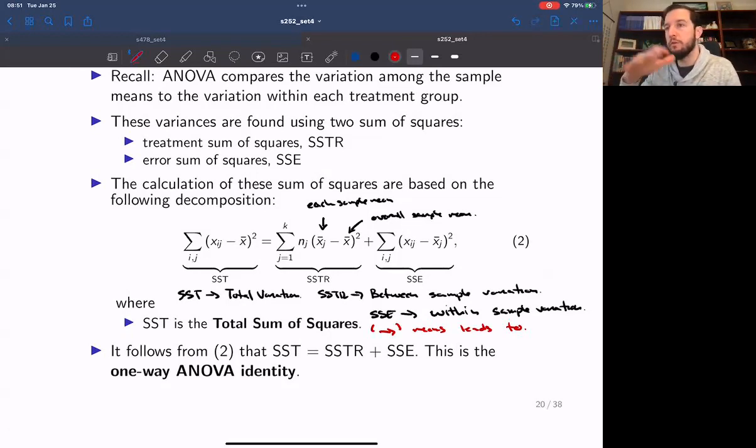SSTR leads to the between sample variation. SSE leads to the within sample variation. And you can see what the SSE is doing is it's just computing the difference between each observation and its respective sample mean. So this is just the numerator for variance within each of the samples directly, in the traditional definition of variation.